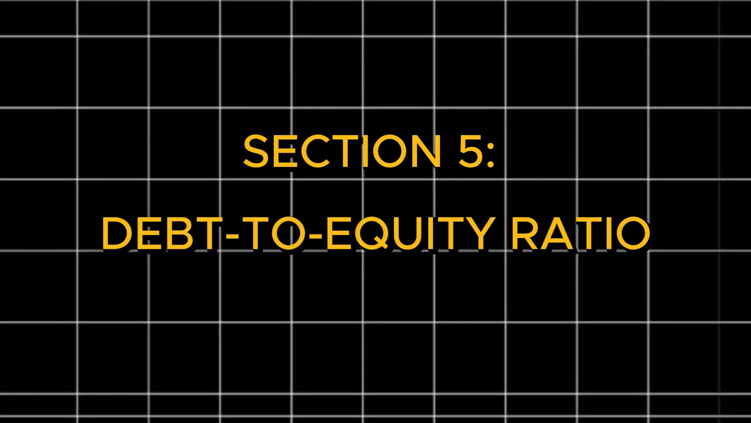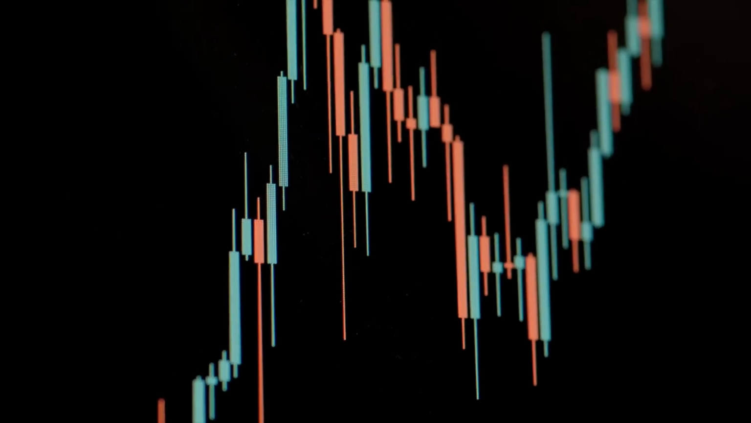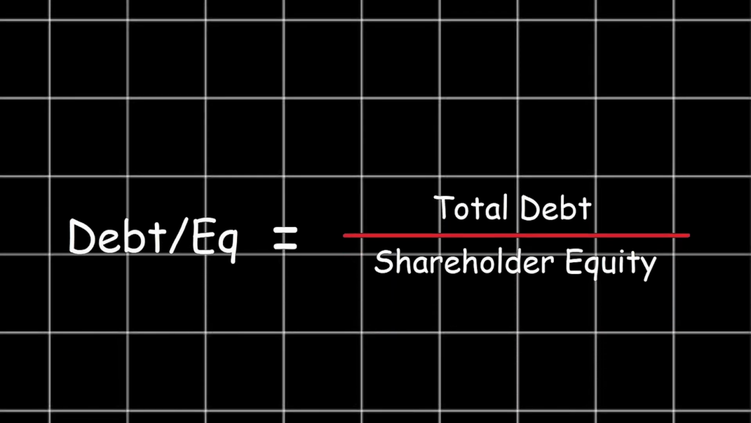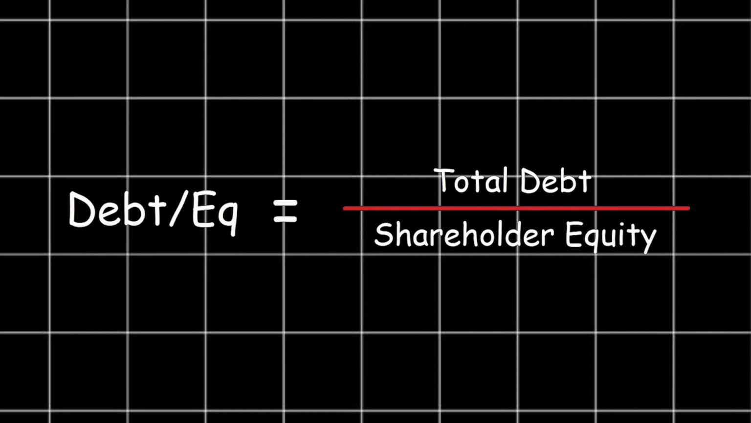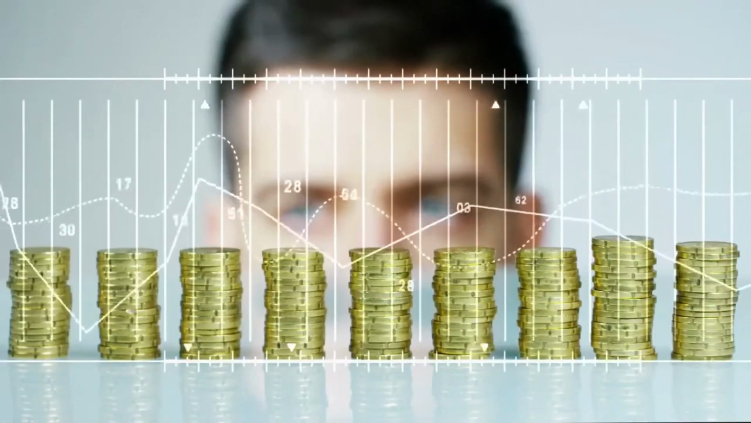Section 5. Debt to equity ratio. Last but certainly not least is the debt to equity ratio. This metric compares a company's total debt to its shareholder equity and gives you insight into the company's financial leverage.